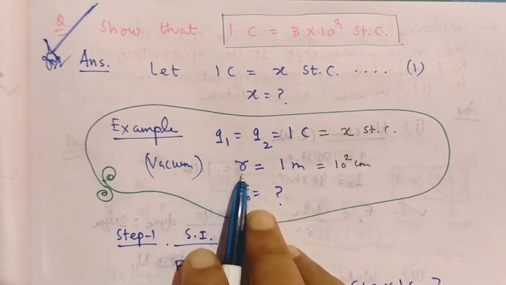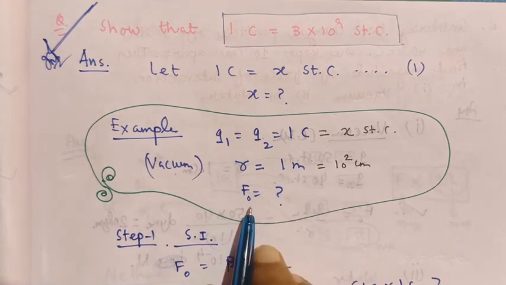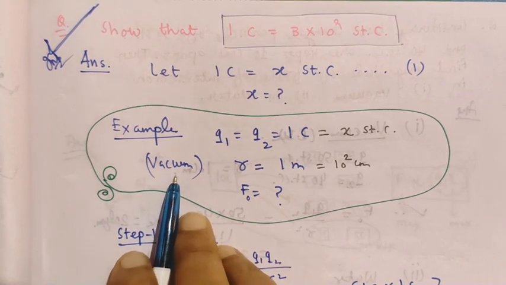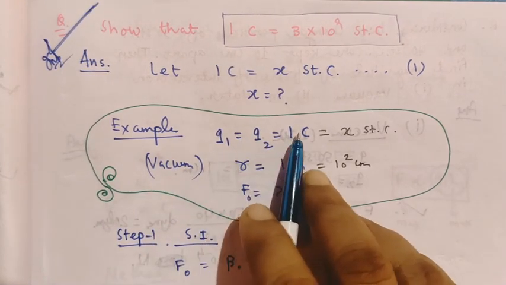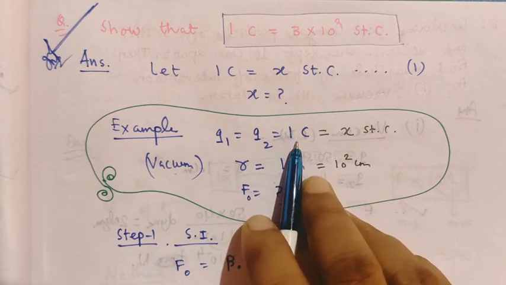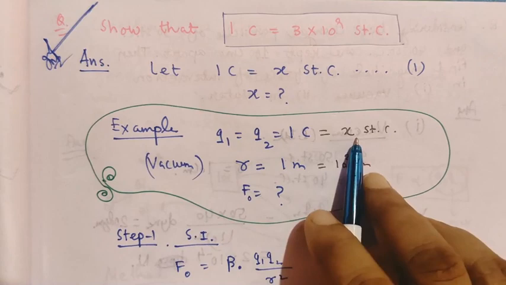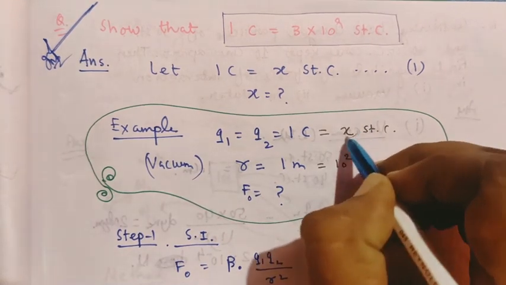The distance between two charges is 1 meter. We only have to calculate the electrostatic force of interaction between them. Assume that the system is kept in vacuum. Here you see 1 coulomb in SI unit, but you do not know its value in CGS unit. So just write 1 coulomb is equal to x stat coulomb. We will find the x.